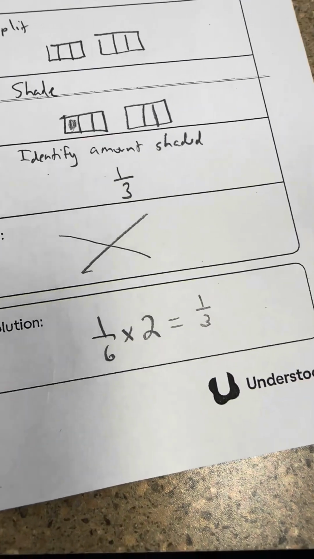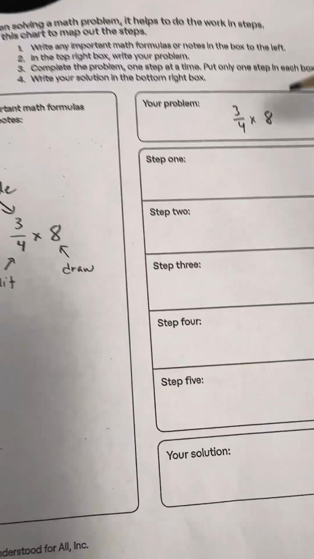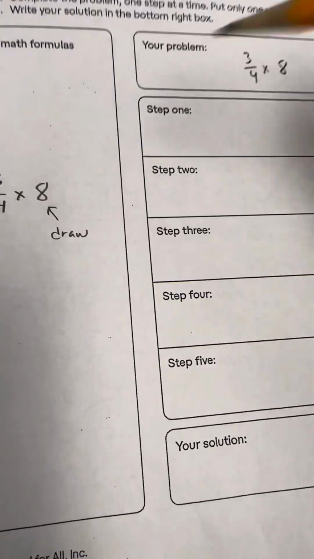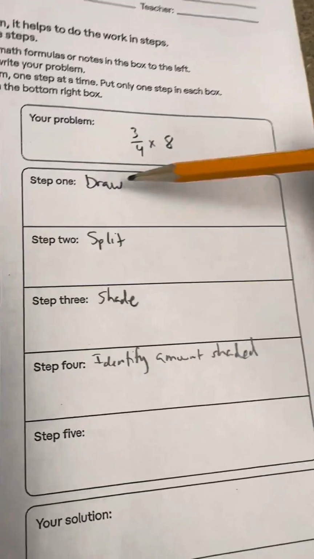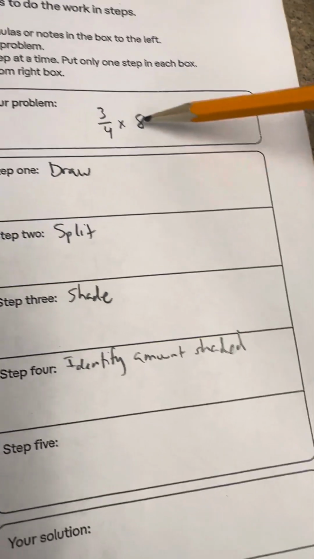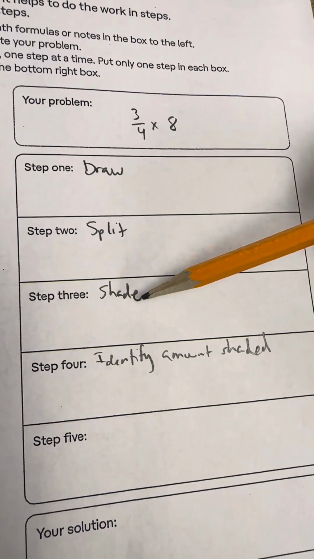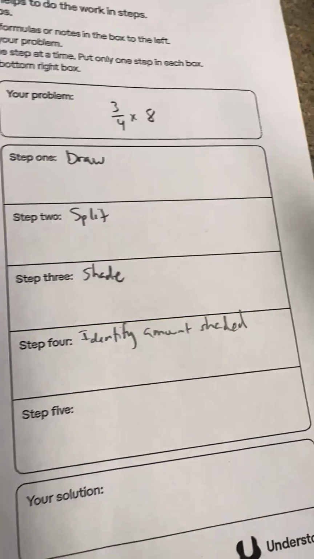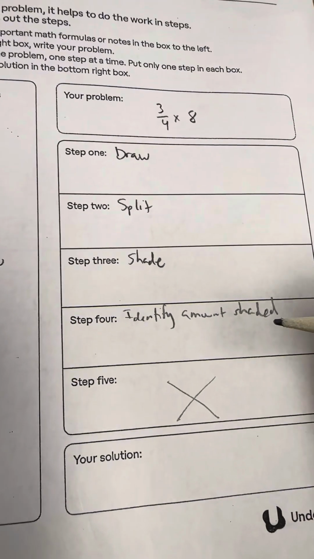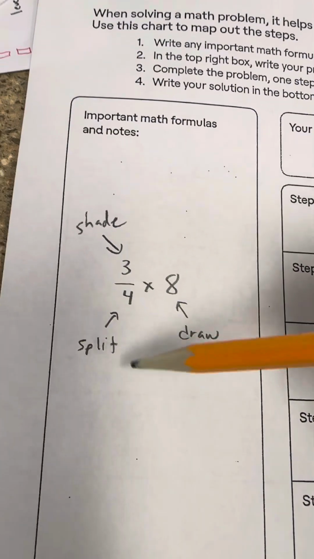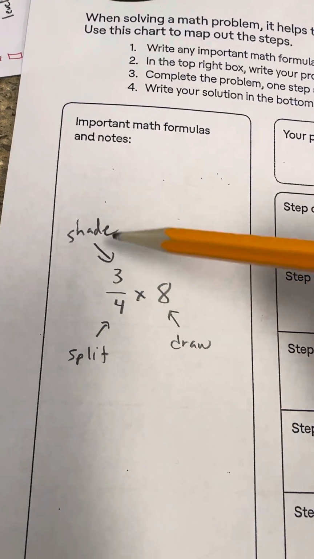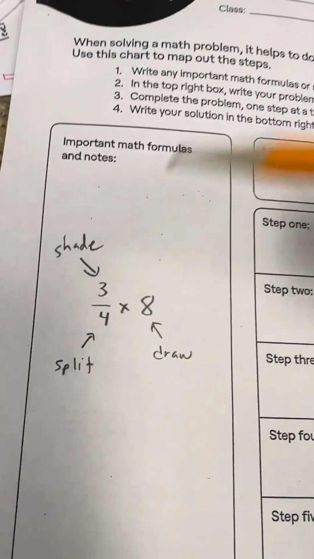And that's it. Now on problem number 2 on the other side, we're just going to do the same exact thing again, but it's a different problem. So you can see here the steps are going to be the same. We're going to draw the rectangles first. We're going to split it up. We're going to shade, and we're going to identify the amount shaded. And then we're going to X out step 5 because we're not going to need it. So remember, this over here lets us know what to draw, this part tells us how much to split it into, and this part is telling you how much to shade.